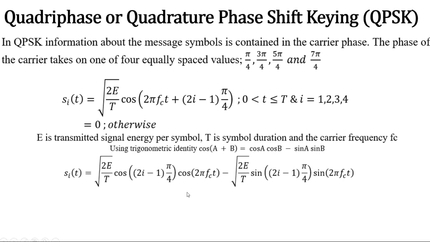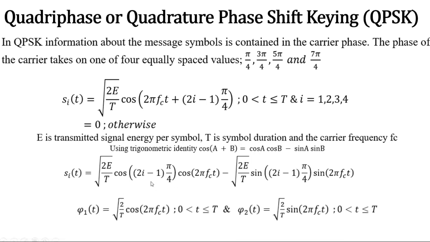From this equation you can obtain the two basis functions, phi 1 of t and phi 2 of t, having unit energy. One part gives the cos signal and the second part gives the sin signal. So phi 1 of t is equal to √(2/T) cos(2π fc t); it is the first basis function. If you calculate the energy of phi 1 of t, it equals unity. Similarly, phi 2 of t also has unit energy because it is a basis function.